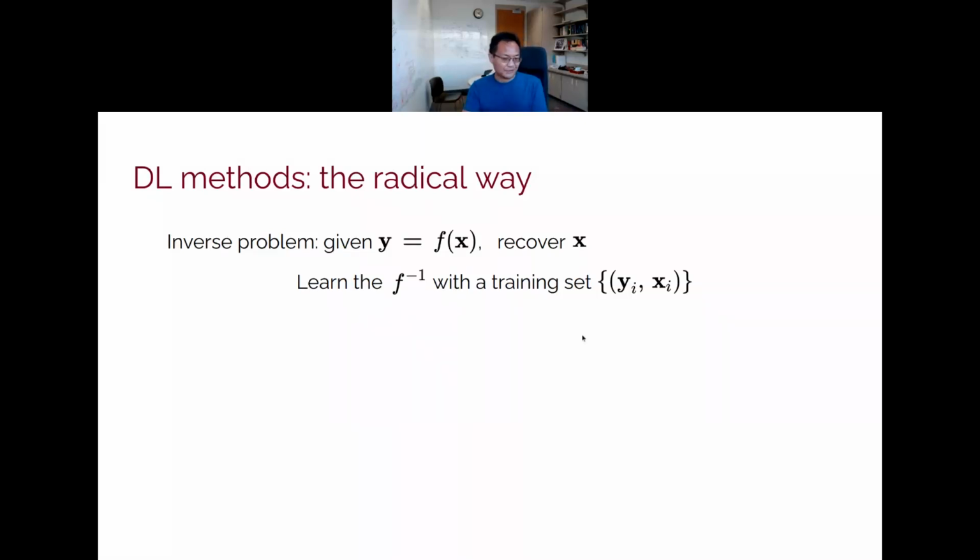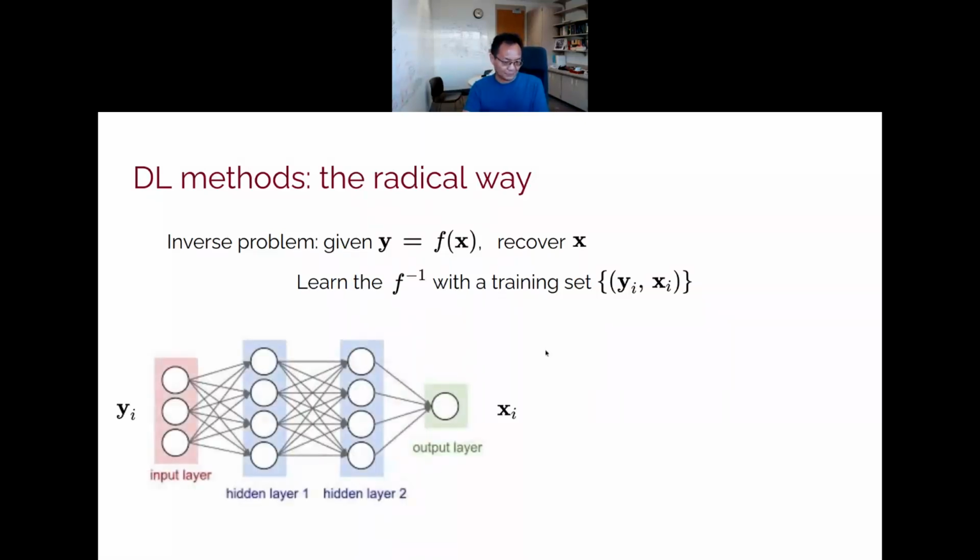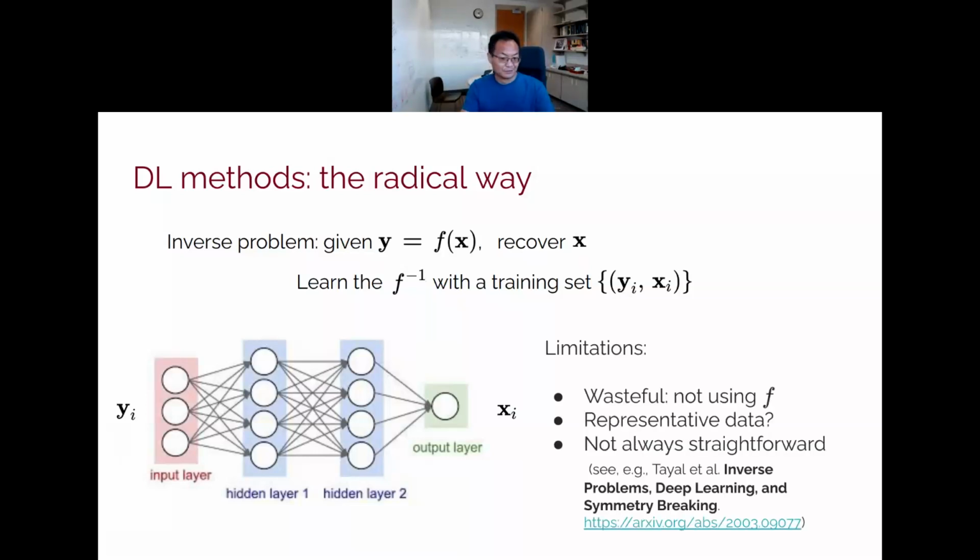And basically what you do is feed data into a neural network. You feed in your observation, and hopefully it predicts the object of interest. Then you set up your empirical risk minimization problem, just like what we do typically in machine learning, and then you try to solve it.